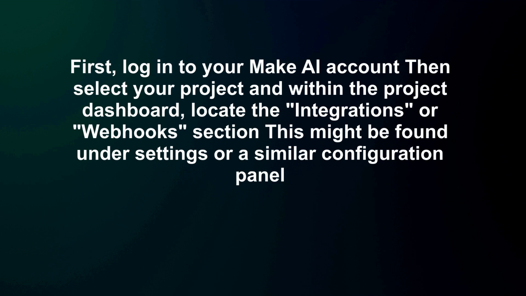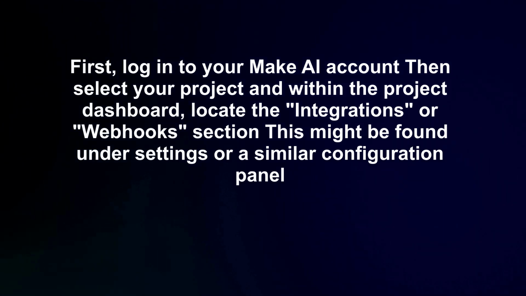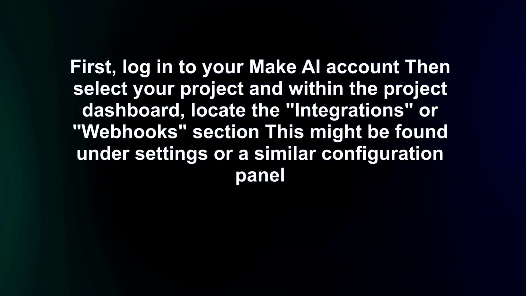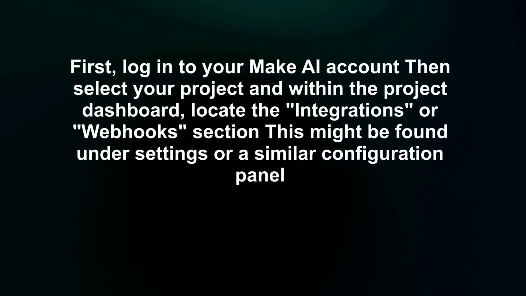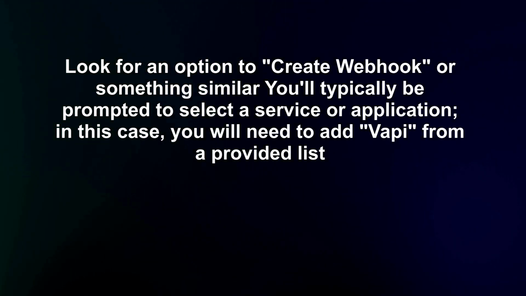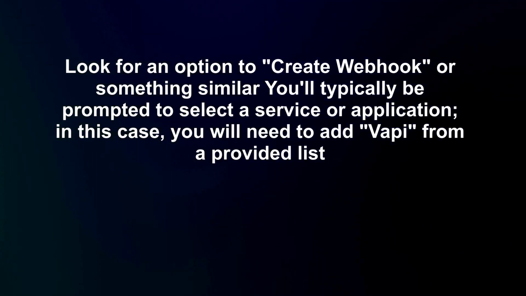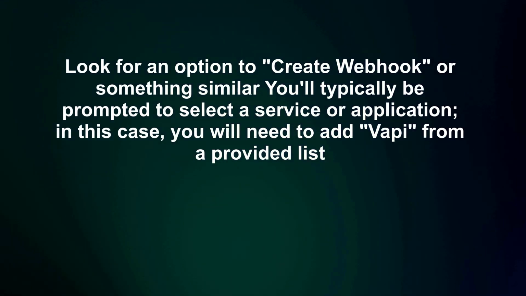First, log into your Make AI account, then select your project and within the project dashboard, locate the Integrations or Webhooks section. This might be found under Settings or a similar configuration panel. Look for an option to create webhook or something similar. You'll typically be prompted to select a service or application. In this case, you will need to add Vapi from a provided list.